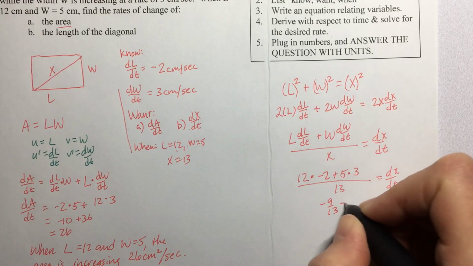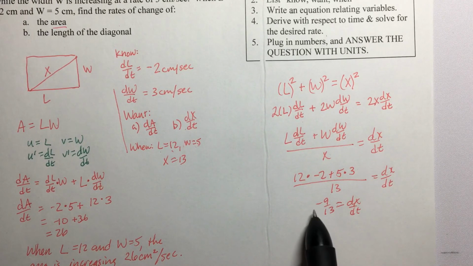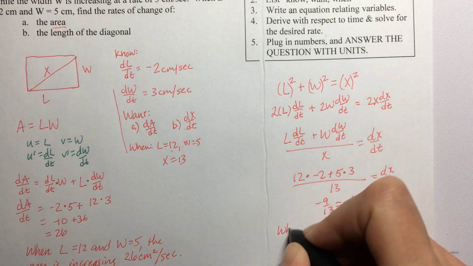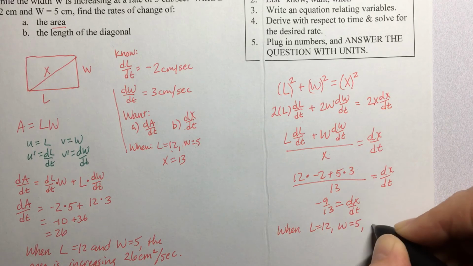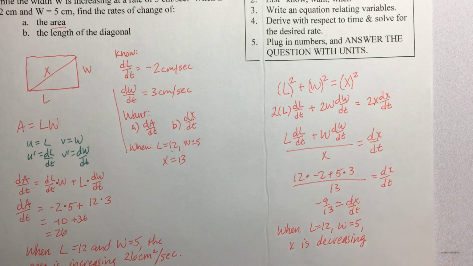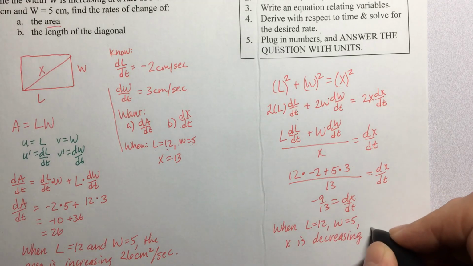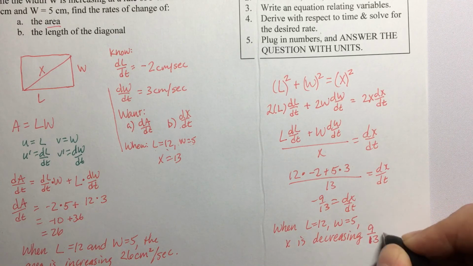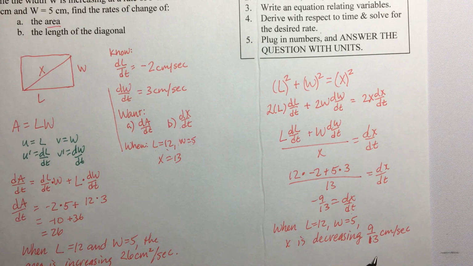So remember when you're answering the question, since we are humans, we don't want to say something changing a negative amount. We will say when L is 12 and W is 5, X is decreasing. And we don't say it's going to decrease negative 9/13, because if you decrease a negative, wouldn't that mean increasing? It doesn't make sense. So X is decreasing 9/13 centimeters per second, and our units would be centimeters for X, seconds for time. And there we go.